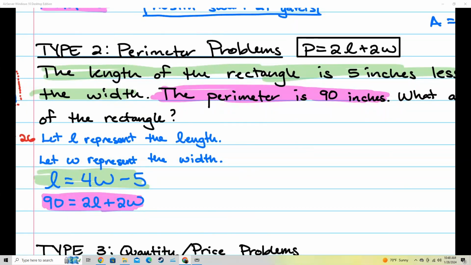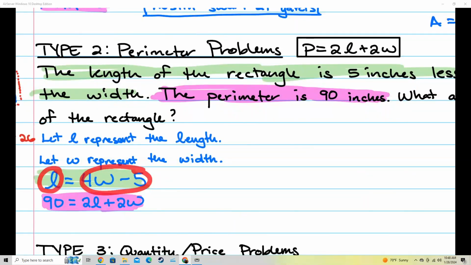Now that I have my two equations, that was the hard part, I have to decide whether I want to use substitution or elimination. Well, the equal signs are lined up. The L's did not line up. The W's didn't line up. No, I don't want to use elimination. Substitution I can use because I already know how much L is. L is 4W minus 5.